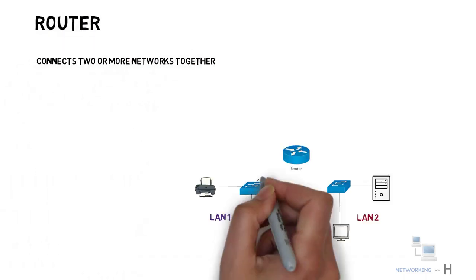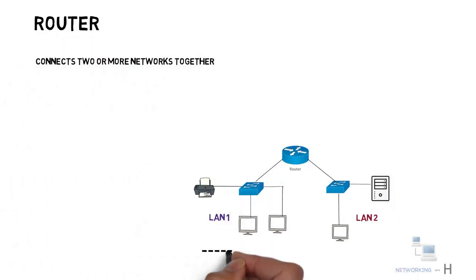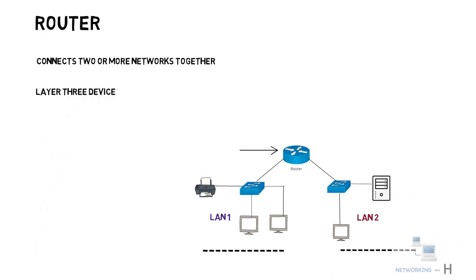At the most basic level, a router connects two or more networks together. For two or more LANs to be interconnected, you need a router. It is a layer 3 device because it operates at layer 3 of the OSI model of communication. It uses IP addresses to route the packets and is responsible for path determination.